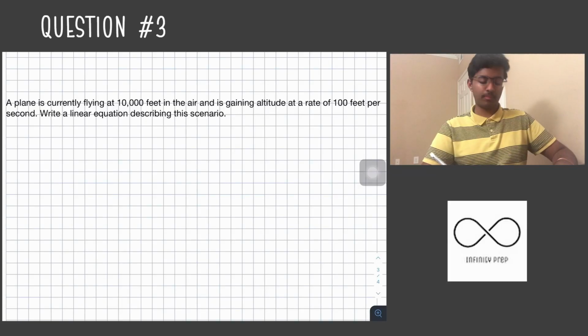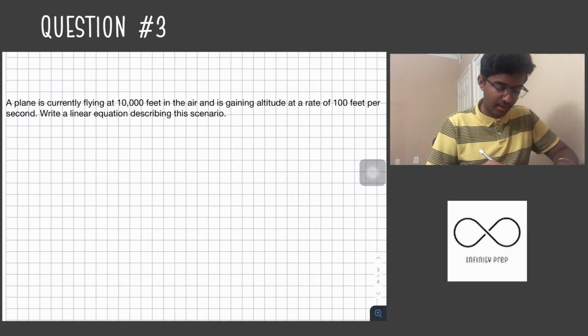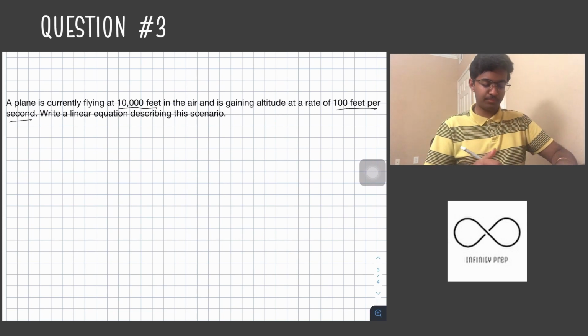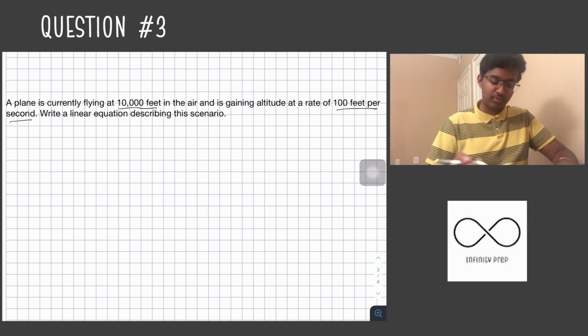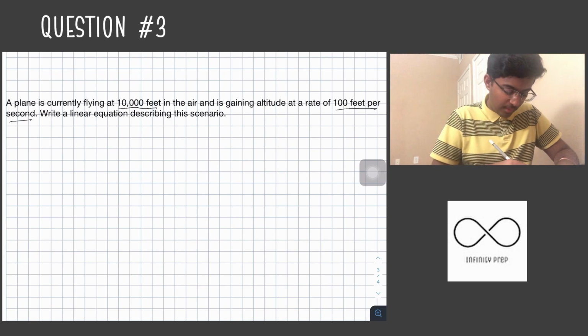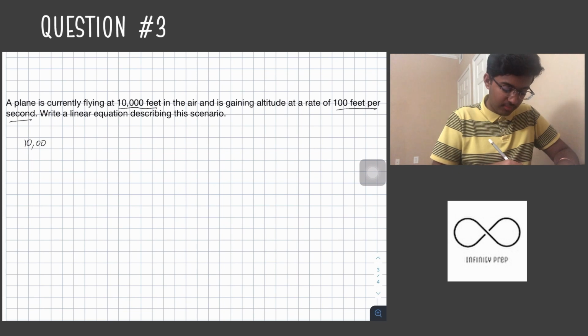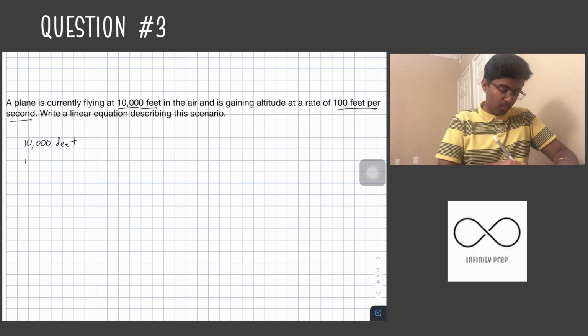Practice problem number 3. A plane is currently flying at 10,000 feet in the air and is gaining altitude at a rate of 100 feet per second. Write a linear equation describing the scenario. So to do this, we have two pieces of information. Right now, at time 0, the plane is at 10,000 feet in the air, and every second it's gaining 100 feet.